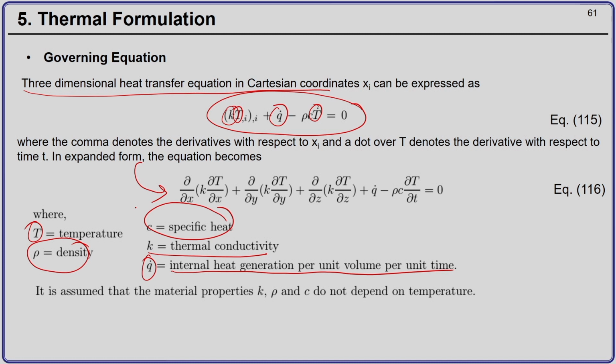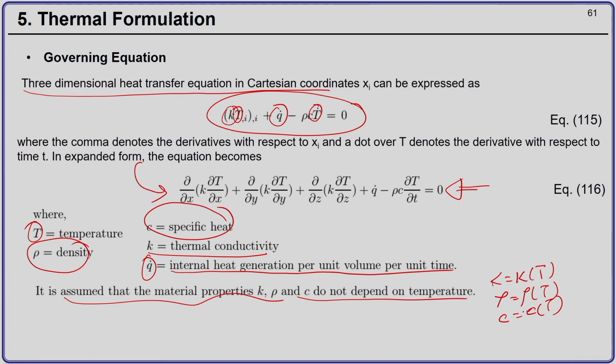If you write explicitly, you can write equation 115 in the following form. Now, we assume that these material properties do not depend on temperature for simplicity. However, they can be taken as functions of temperature. That would be more realistic, but then this adds a lot more complication into the analysis. So, right now we will take these material properties independent of the temperature. So, that means K can be taken out here.